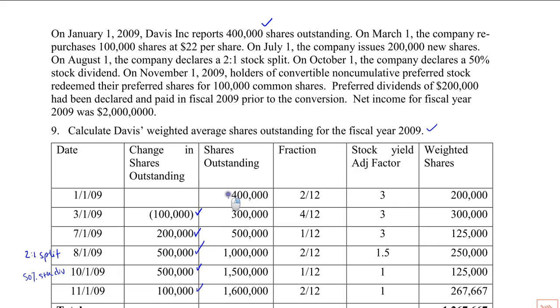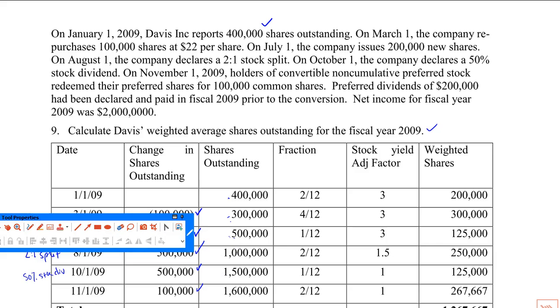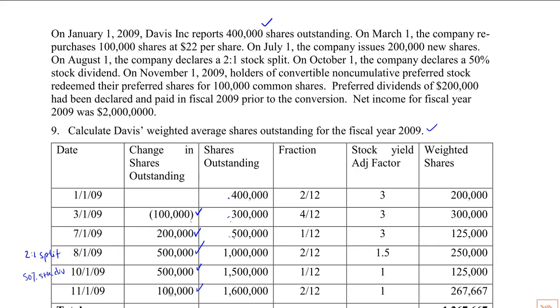So here's the shares outstanding: 400,000 minus 100,000 is 300,000. 300 plus 200 is 500. 500 plus 500 from the 2-for-1 split, you end up with a million. 50% dividend, you end up with 1.5 million. And 100,000 issued on conversion, 1.6 million.